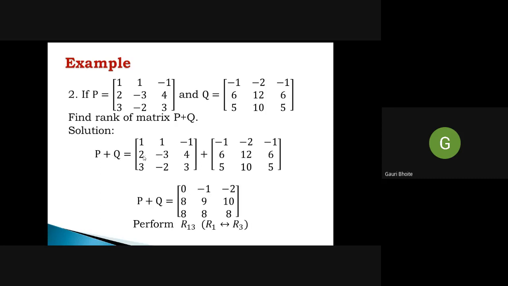Second row: 2 plus 6 is 8, minus 3 plus 12 is 9, 4 plus 6 is 10. Third row: 3 plus 5 is 8, minus 2 plus 10 is 8, 3 plus 5 is 8. So the P plus Q matrix we get is 0, minus 1, minus 2; 8, 9, 10; 8, 8, 8. So try to reduce this matrix into row echelon form and find out the rank of the matrix.